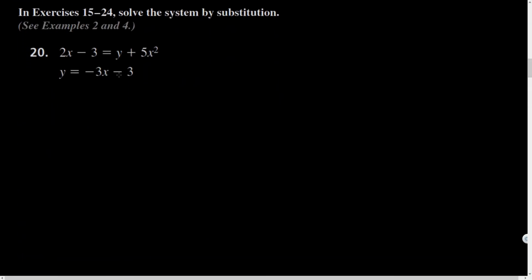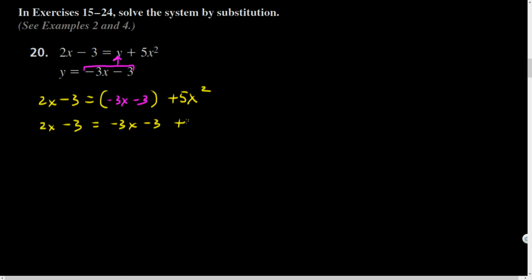All right, solve the system by substitution. Hey, this one's already solved for y. Plug it in. I get 2x minus 3 equals 5x squared, replacing y with negative 3x minus 3. Stuff's got a lot going on here. All right, 2x minus 3. I can just drop those parentheses, I guess.